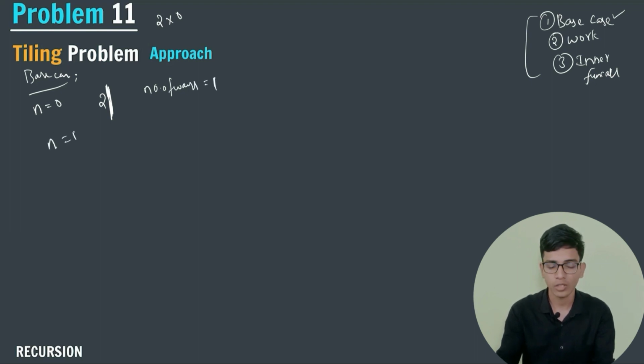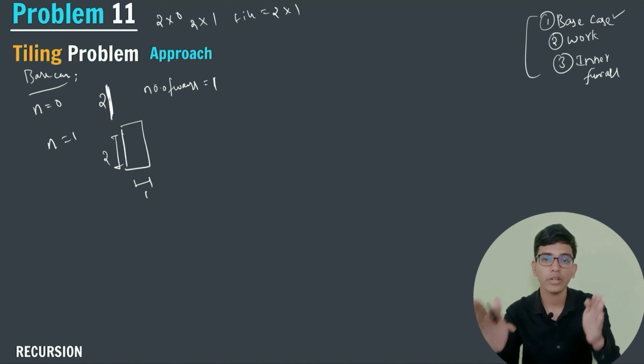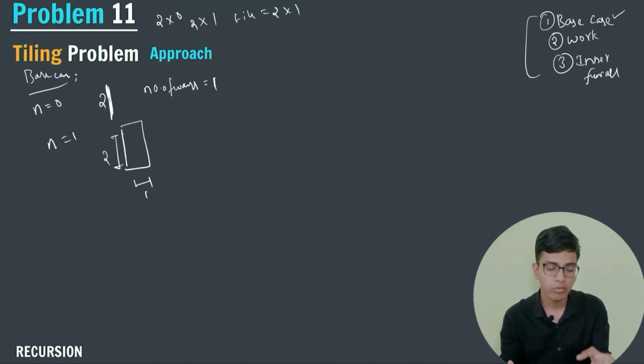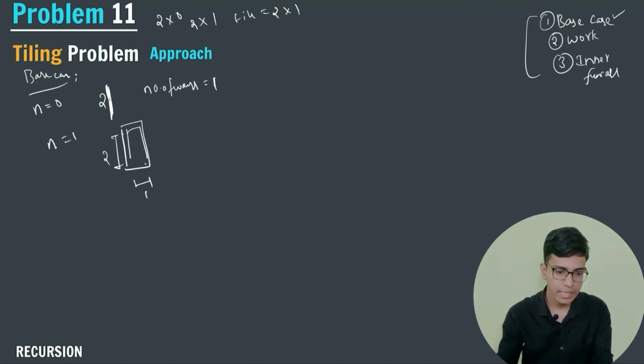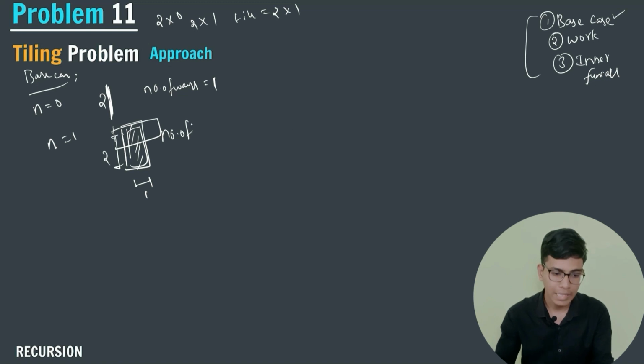After that, for n is equal to 1, that is 2 cross 1. The floor looks like this for 2 cross 1. This is 2 and this is 1. And what is our tile dimension? Tile dimension is also 2 cross 1. So we just need to put our tile vertically on top of our given floor when n is equal to 1. When I put the tile on top of this floor, it will cover all the area of my floor. I can't place my tile horizontally because it will go out of the floor. So for n is equal to 1, number of ways is equal to 1.